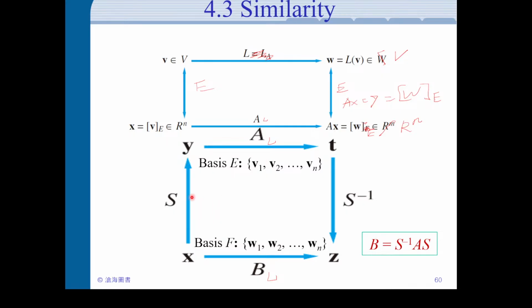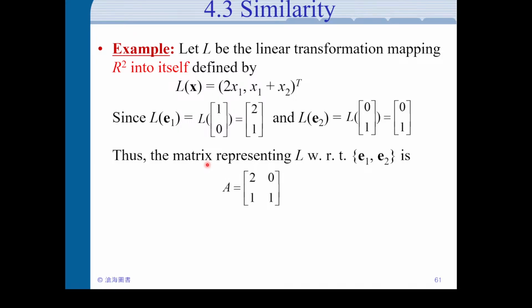But that's a lot of spoiler. Let's see this in a much slower build up. Let's see these examples. We start with an R2 example. Let's have a linear operation from R2 to R2. L of x equals (2x1, x1 plus x2).